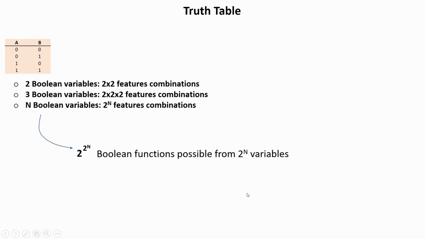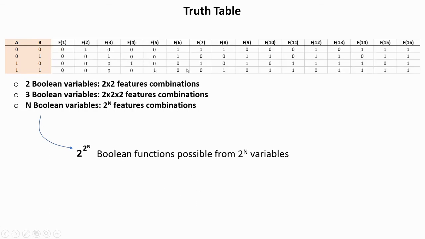Yes, is anyone having any doubt here in this truth table? No, ma'am. No? In that case, we will move to the next question in your assignment. How many Boolean functions are possible with n features? If there are n features, how many variable combinations are possible? What will be the answer?